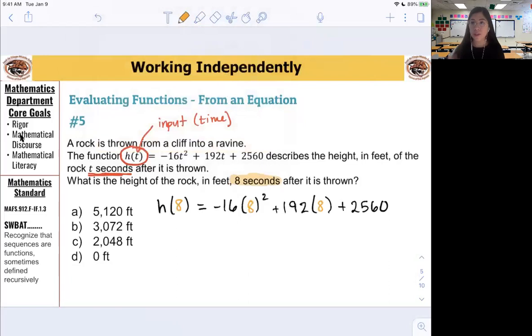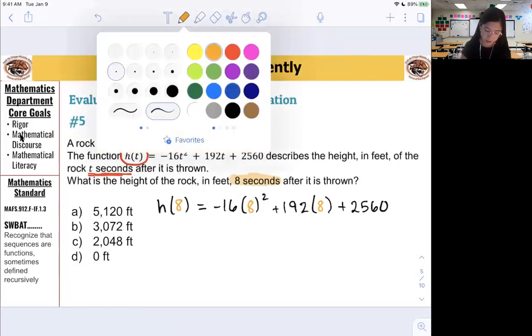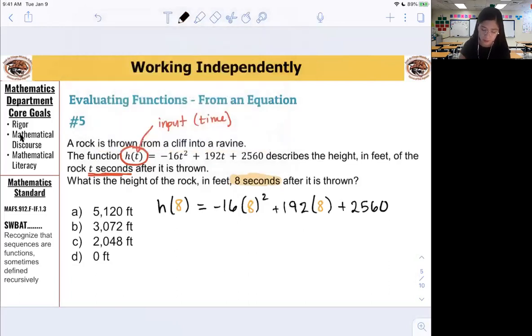And then from there, you just evaluate the right side of the equation till you get a final answer. So I'm going to follow PEMDAS here. Make sure I'm following those steps clearly. PEMDAS says parentheses first. Well, I have parentheses, but there's nothing going on inside of them, so that one's out. Next, I'm going to do my exponent. So that means I have to do 8 to the power of 2, which is 64.